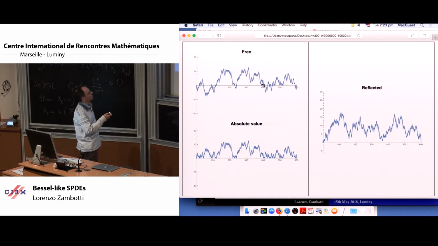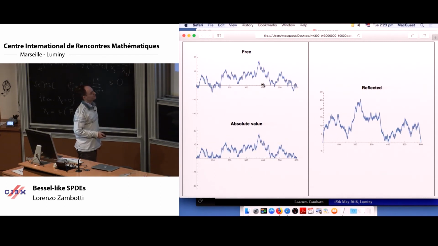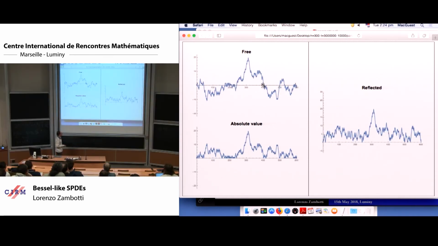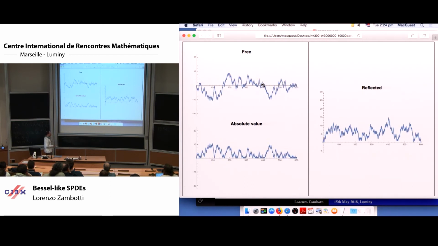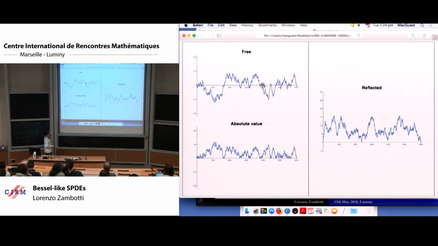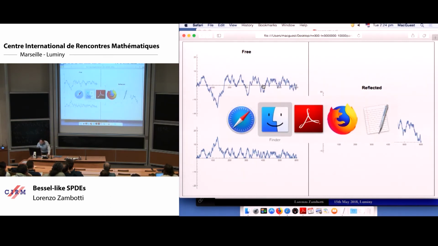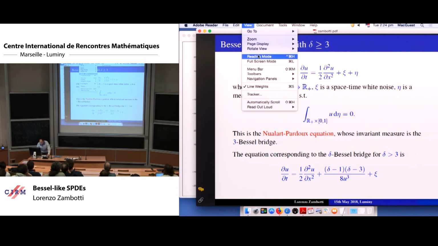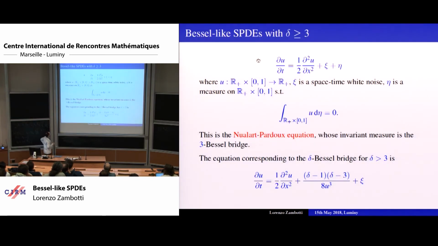Both here are positive, so you can ask yourself what are, in particular, the hitting properties. These are the most interesting questions. Okay, so let's let it run.